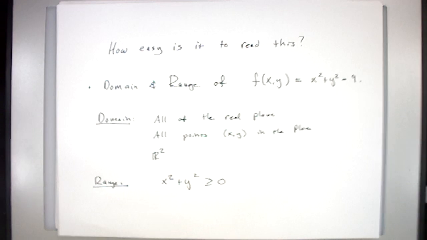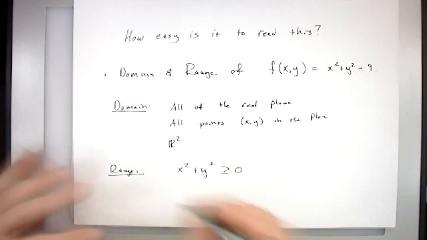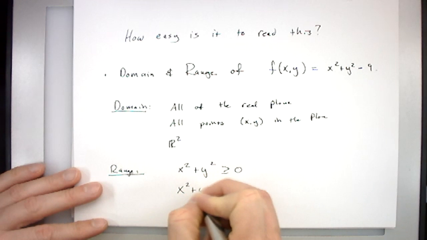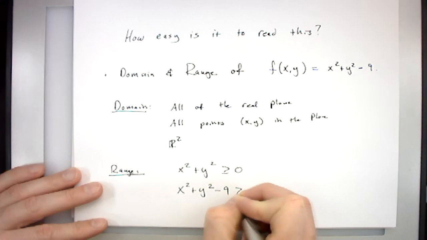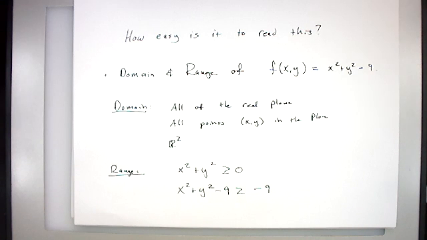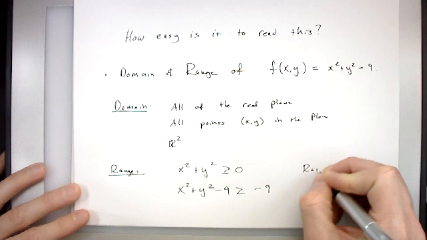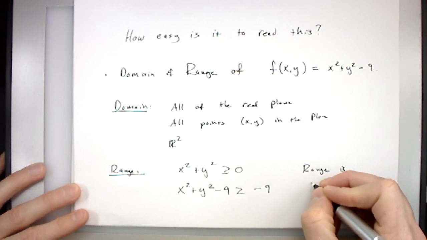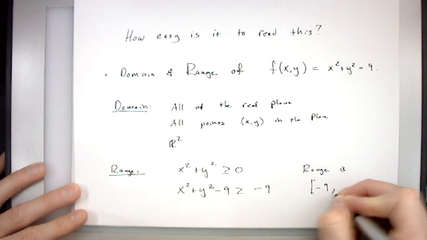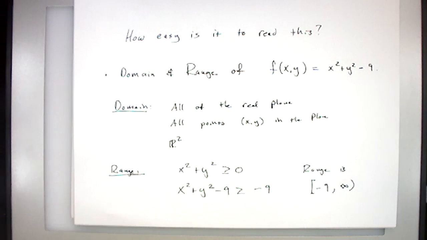And so then if I've got x squared plus y squared minus 9, I can say, well, I'm just going to subtract 9 from each part of this inequality. So x squared plus y squared minus 9 is greater than or equal to minus 9. So our function can be as small as minus 9 and as big as however big we want. So here the range is everything from -9 inclusive up to infinity.